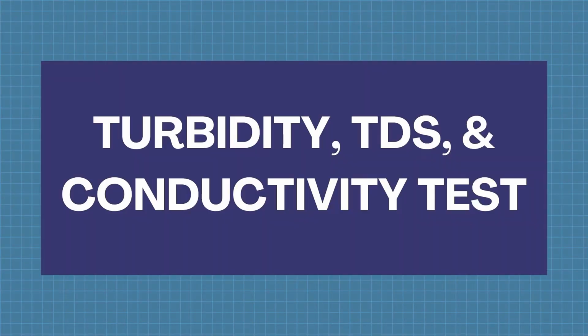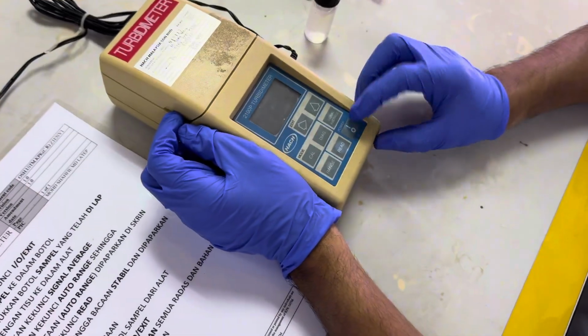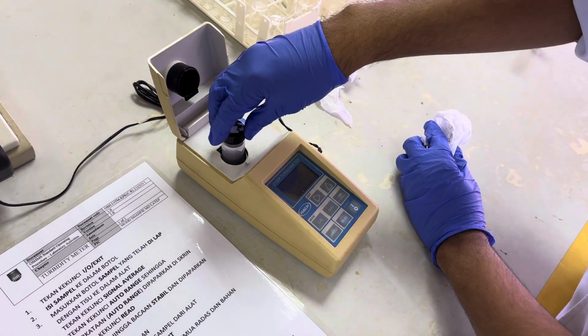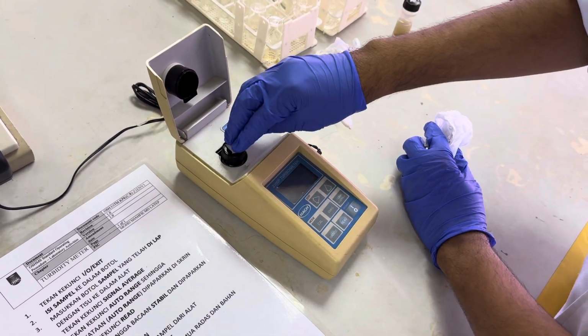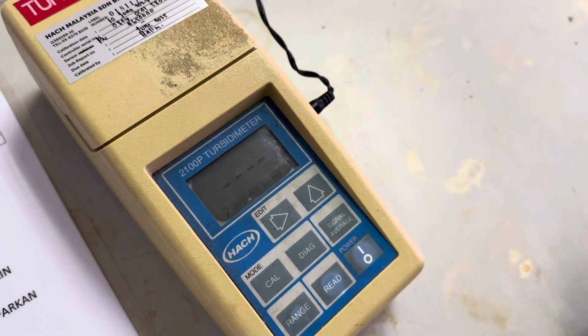The first experiment we are going to conduct is turbidity test. First, fill sample into sample cell and then wipe before putting into turbidity machine. And then, press auto range until auto range appears on the screen and press read. Wait until reading is stable and read the reading.